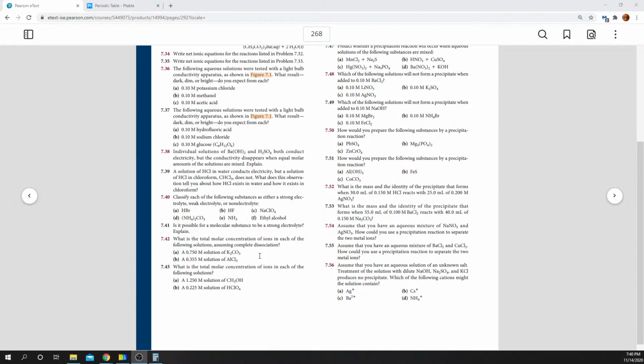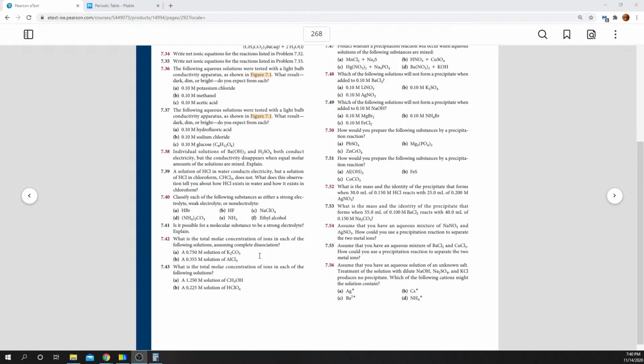Yep. 54. Assume that you have an aqueous mixture of sodium nitrate and silver nitrate. How could you use a precipitation reaction to separate the two metal ions? Add some hydrochloric acid, you'll get silver chloride out. Well, if you want to work with something slightly safer, you could do table salt. But yeah, sodium chloride would also do the trick.